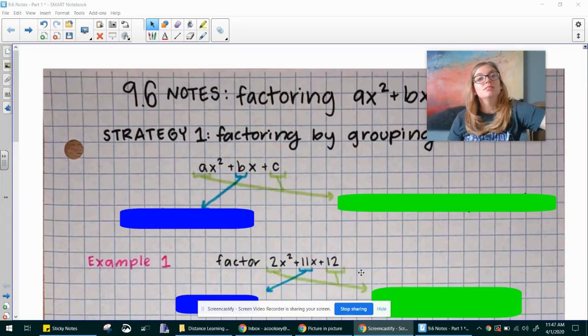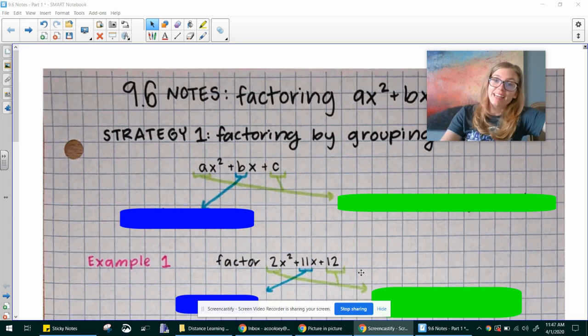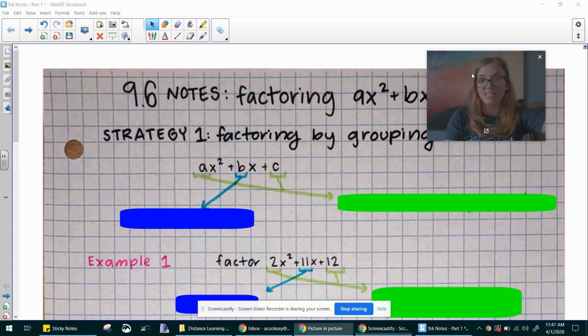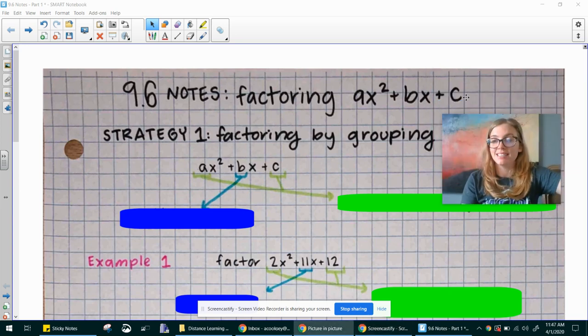Hi, everybody. So today we are going to be talking about lesson 9.6, factoring ax² plus bx plus c. This is going to be the same as the factoring that we've done already, except now we're actually going to have a coefficient in front of this x². And that's going to change a little bit about how we find our magic numbers. We're going to learn about two different strategies. We're going to start with strategy number 1 called factoring by grouping.